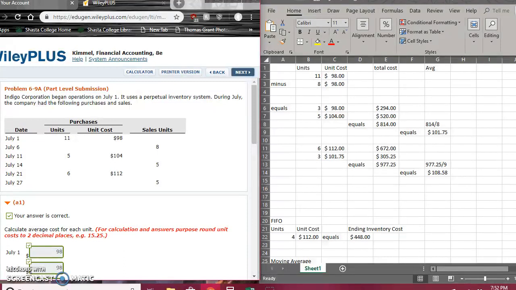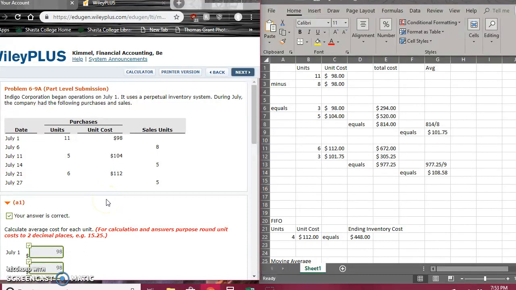So the first two are pretty simple. On July 1st, we purchased 11 units at a unit cost of $98. Since we don't have anything to average yet, since there's only one unit cost, we're just going to use $98. And the same goes for July 6th. We sell 8 units, and we're just going to use the previous cost of $98 for that.